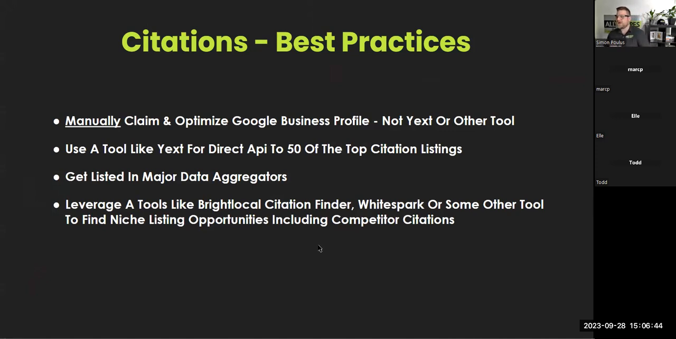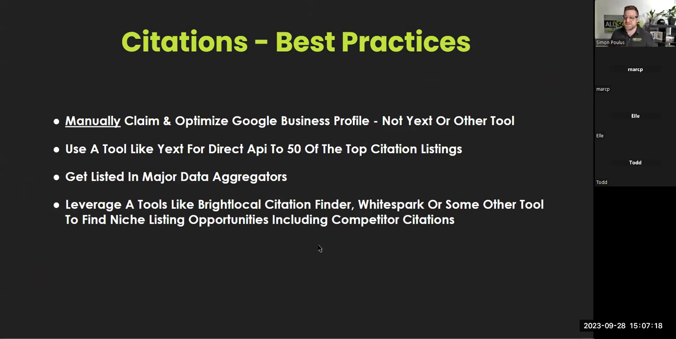So, citations best practices. We want to manually claim our Google business profile. We don't want Yext or another tool to do that for us. That should be done from our own computer, in our office or at our home, on our own browser, manually. But then you can use a tool like Yext for direct API access, which means they essentially publish your information automatically to those top 50 citation listings.